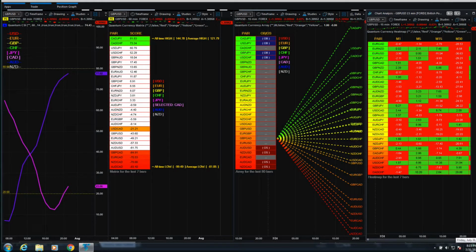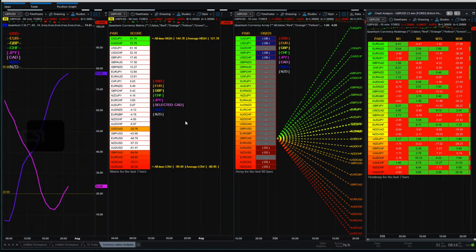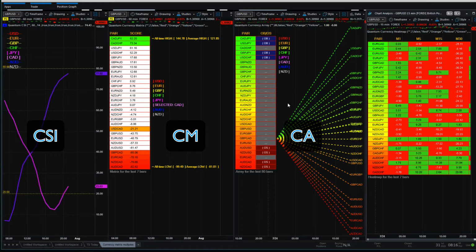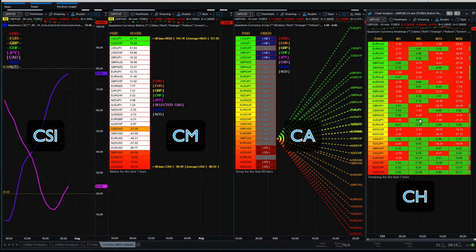So another quick video on the currency dashboard, really just pulling it all together. What I've highlighted here is the four indicators. On the left here, we have the currency strength indicator. Alongside it, we've got the currency matrix. Alongside that, we've got the currency array. And over on the right-hand side, we've got the currency heat map. It's a little bit truncated because I couldn't actually fit it all on the screen, so we'd have to put it across to get all the data right the way out to the monthly time frame. But essentially, those are the four indicators.